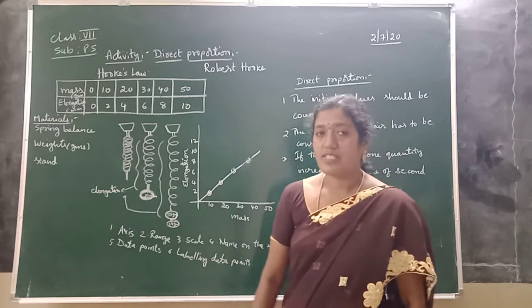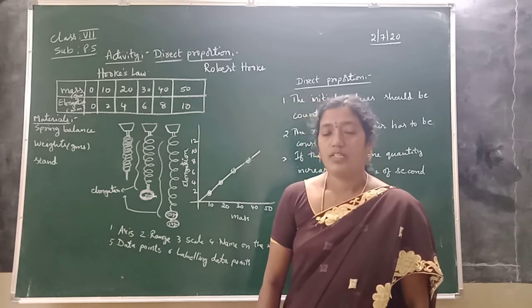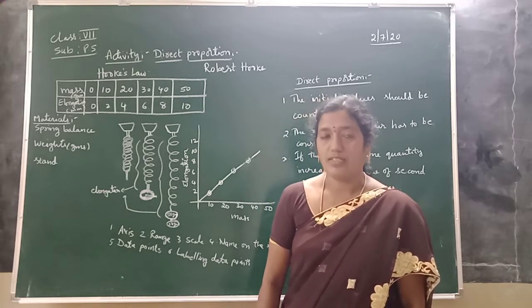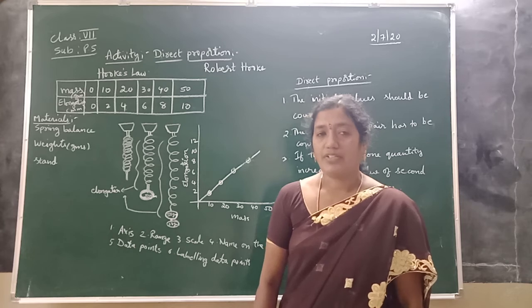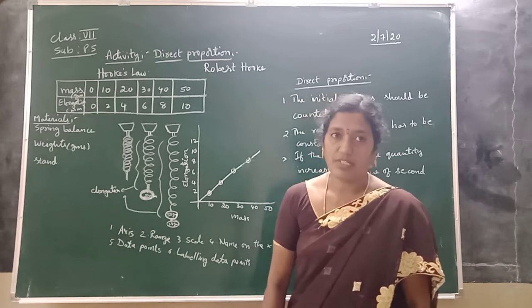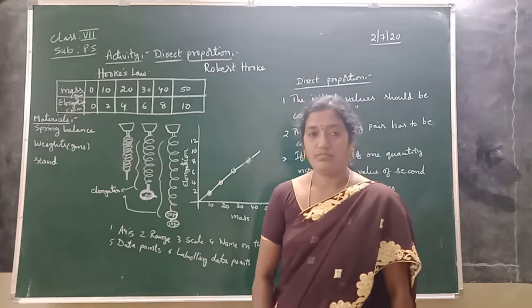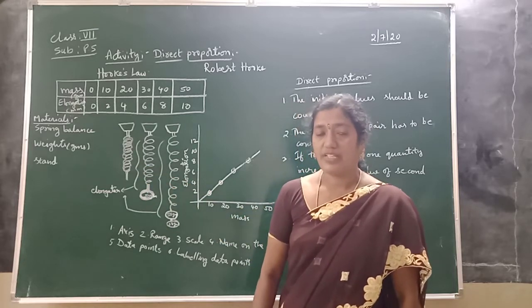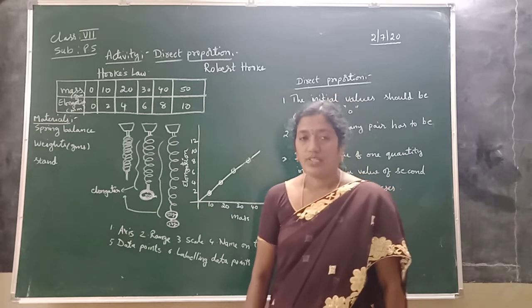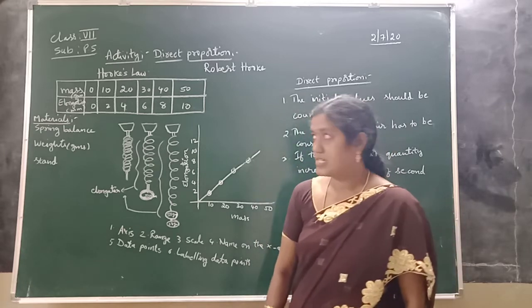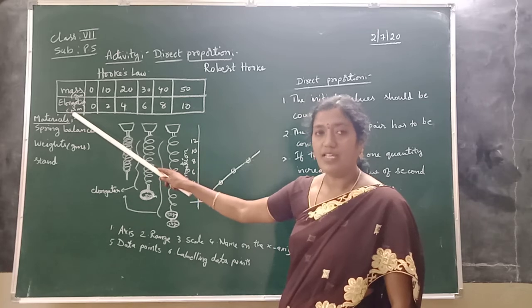And for the first time this experiment was done by Robert Hooke. He is a famous scientist. The name of the scientist is Robert Hooke. He did this activity in order to know the relation between mass and elongation of the spring. Okay children. So that's why this law is known as Hooke's law. He studied the relationship between the mass and elongation in the spring.